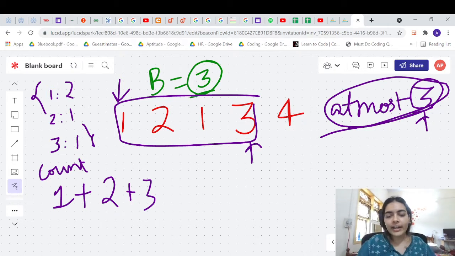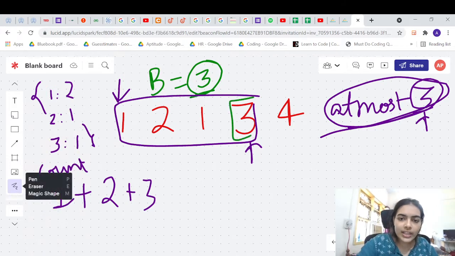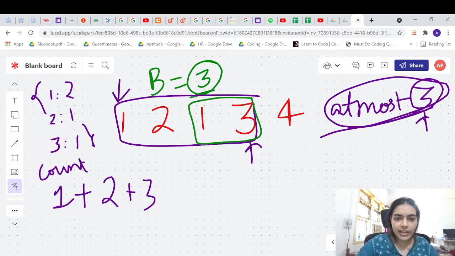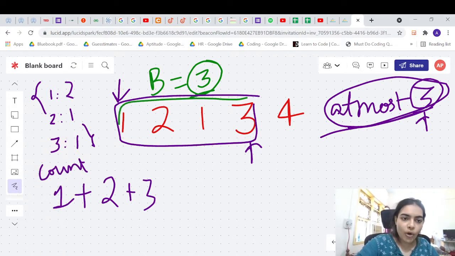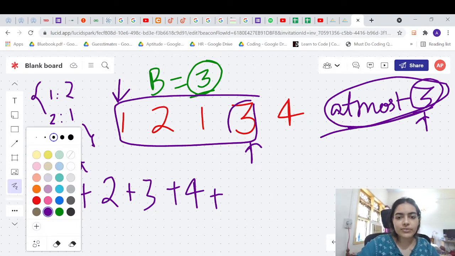exceeding 3, right? We can include all the subarrays which are having distinct integers at most 3, right? So this subarray is also having distinct integers at most 3. It is not exceeding the limit. So you can take all the subarrays which are ending at 3. This subarray, this subarray, this subarray, this subarray, all the subarrays will satisfy the condition. So your answer will be plus 4, because you took 4 new subarrays which are ending at 3.